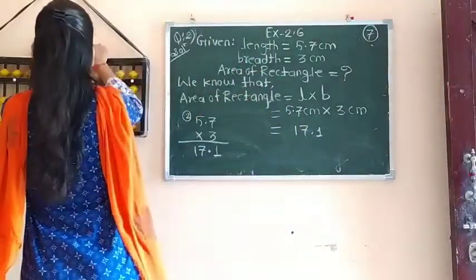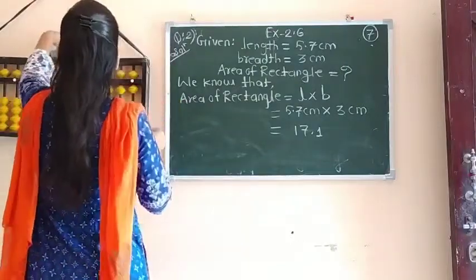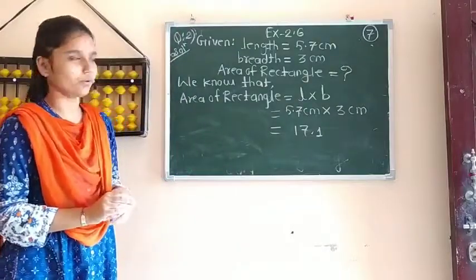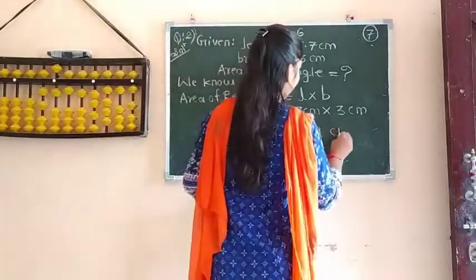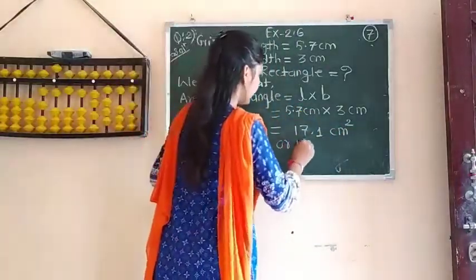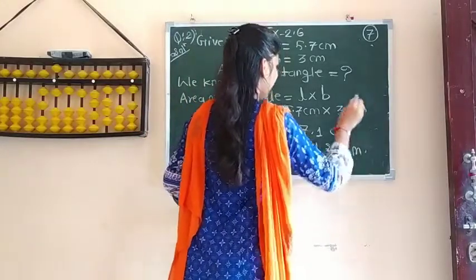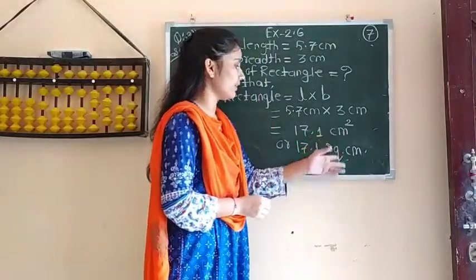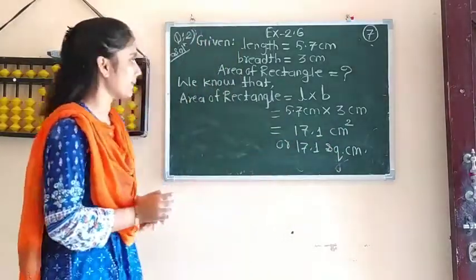But what? Centimeter or square centimeter. Always keep in mind, area is always measured in square units. Okay, area is always measured in square units. So the answer is centimeter square. Okay, or you can write 17.1 square centimeter. This is also correct. You can prefer any method. In any way you can write, but you should write area in square units. Okay.